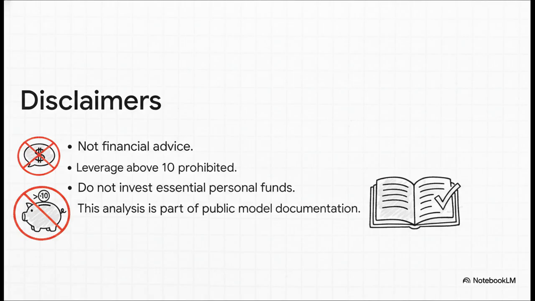First, this is not financial advice. Second, the system prohibits using leverage above 10. It also advises you not to invest essential personal funds. And finally, remember this entire explainer is being presented strictly as part of public model documentation. So the real question is, what will the progression of this cycle ultimately show us about the model structure? Well, that's a question that only further observation can answer.